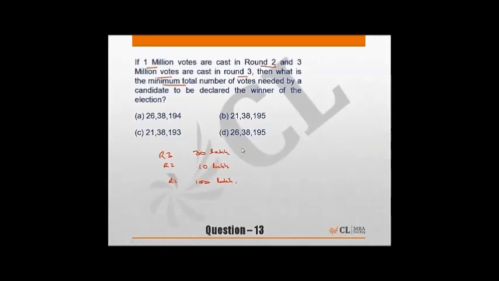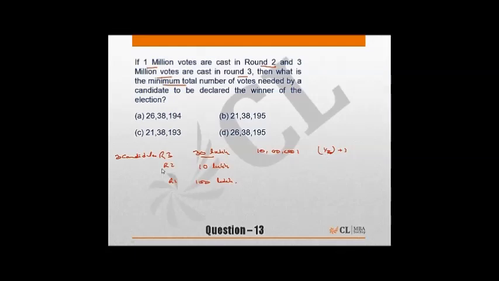In round 3, if I have to be the winner, I should have at least 1/3 plus 1, or in other words, 10 lakh plus 1. Since there are 3 candidates, to be declared the winner I need the maximum number of votes, and the minimum possible situation is when I have 1/3 of the total votes, which is 30 lakhs plus 1. So 1/3 plus 1 is what I am looking at out here.